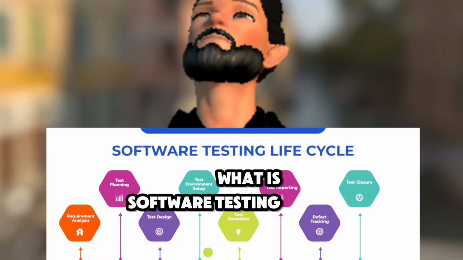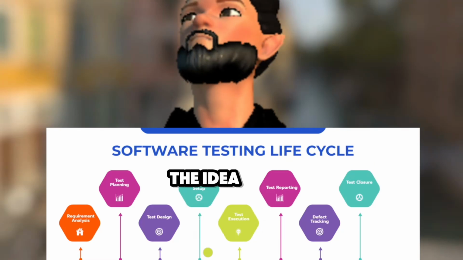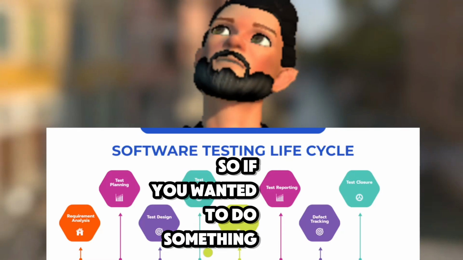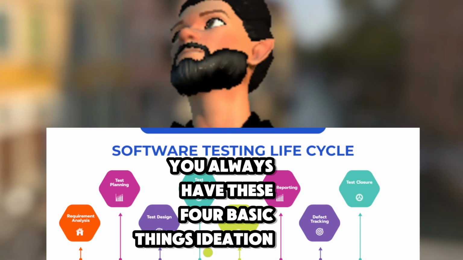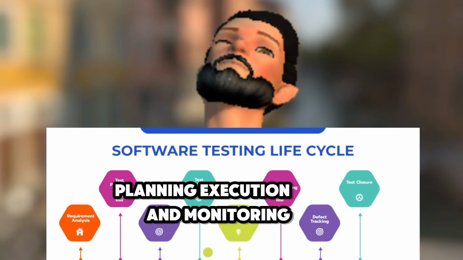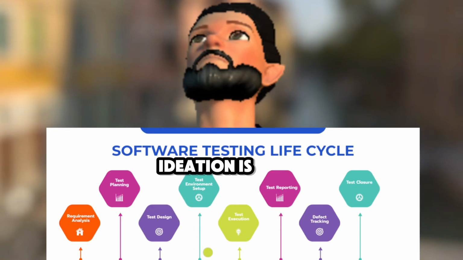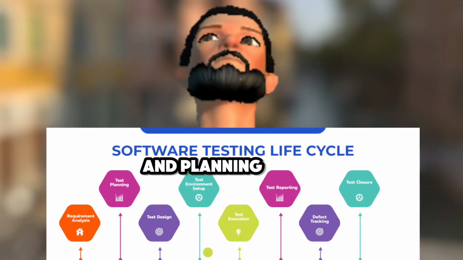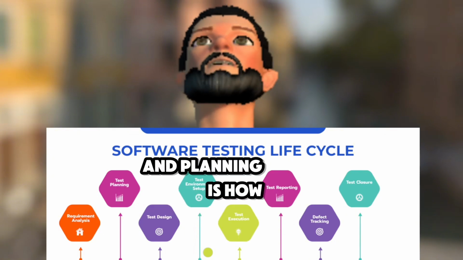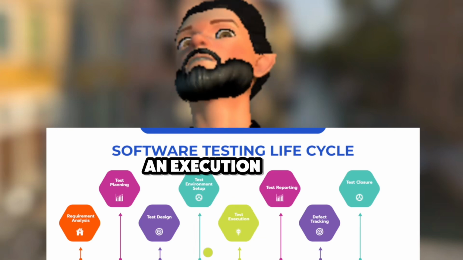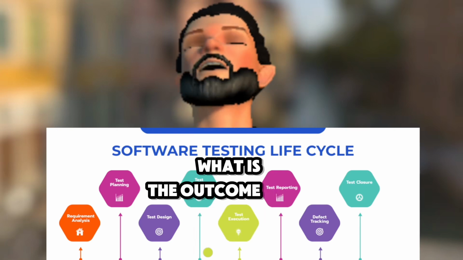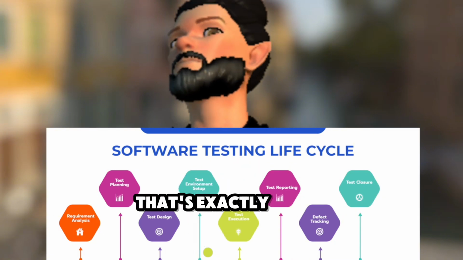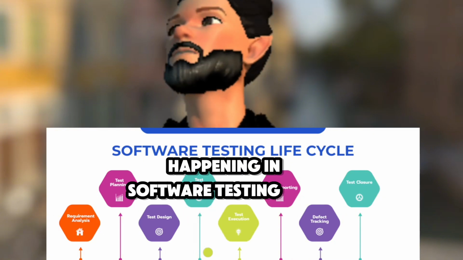What is software testing lifecycle? The idea is simple, right? If you wanted to do something, you always have these four basic things: ideation, planning, execution, and monitoring. Ideation is you decide what to do, planning is how to do it, execution is you just do it, and then monitoring is the outcome of what you did. That's exactly what happens in the software testing lifecycle as well.